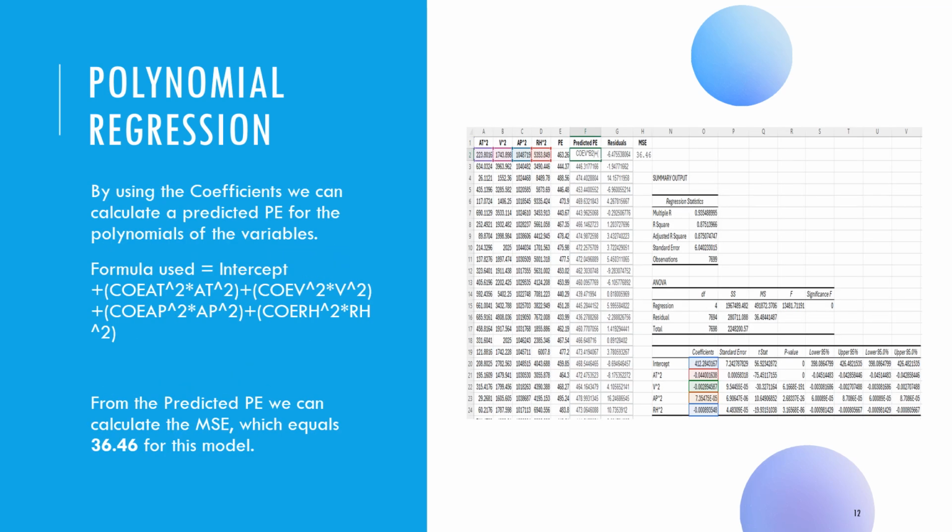And then this slide represents the output of the prediction calculation. By using the coefficients, we can calculate the predicted PE for the variables. It's the same formula as in the previous model, but now we take the polynomial values instead of the original values. Then we use the predicted PE to calculate the mean squared error, which equals 36.46 for this model.